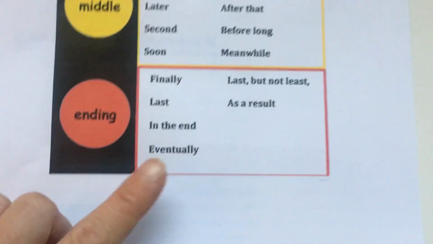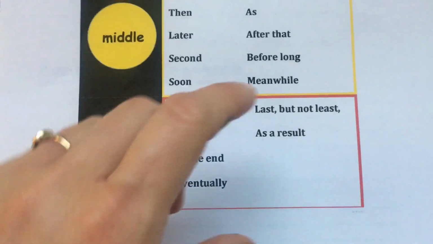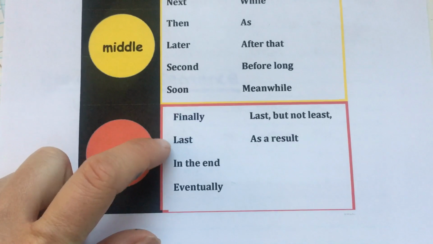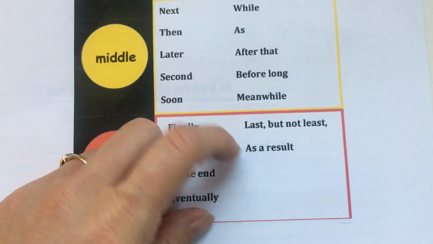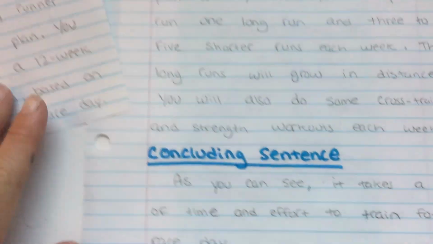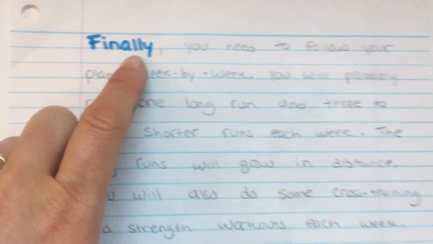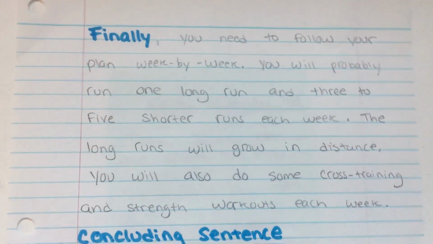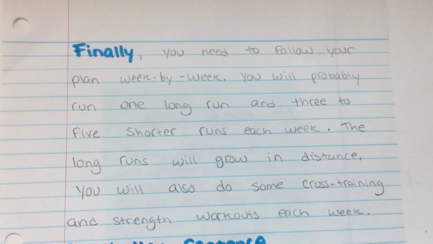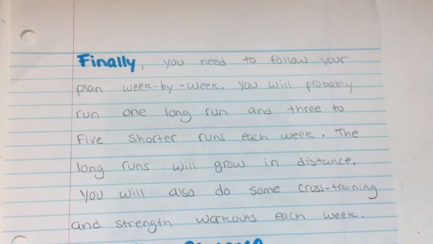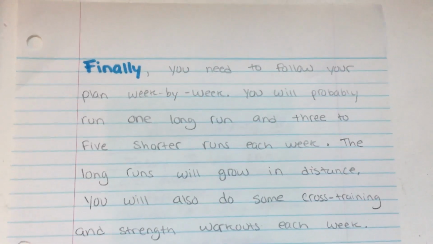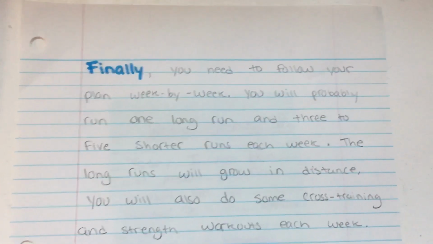Last, you need to have an ending section. So what's the last step in this how-to process? So you might use words like finally, last, in the end, eventually, last but not least, or as a result. So I chose finally. Finally, you need to follow your plan week by week. You will probably run 1 long run and 3 to 5 shorter runs each week. The long runs will grow in distance. You will also do some cross-training and strength workouts each week.